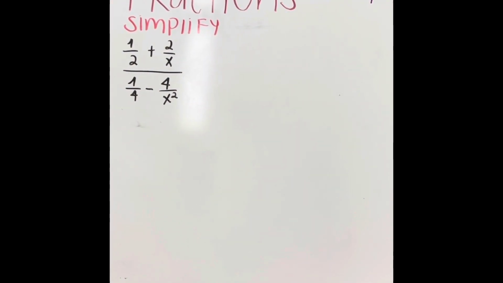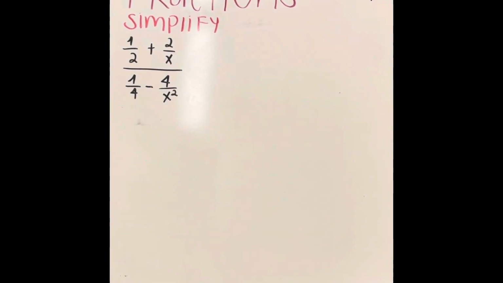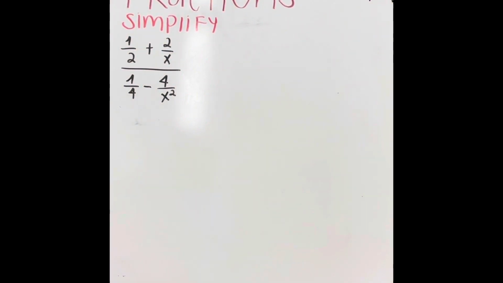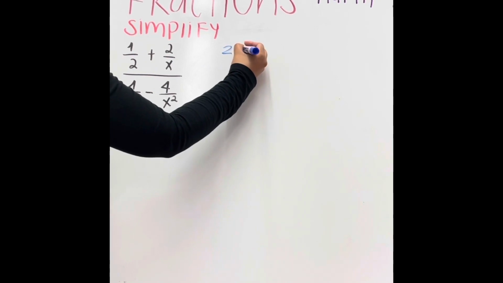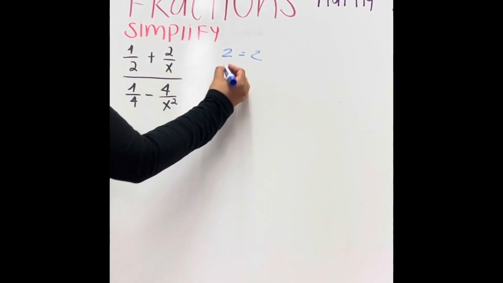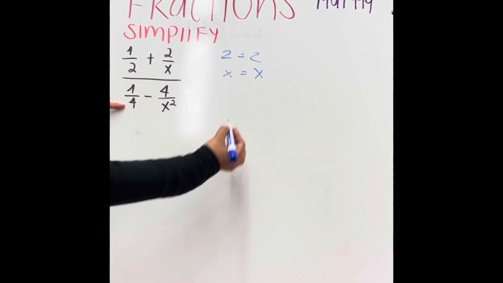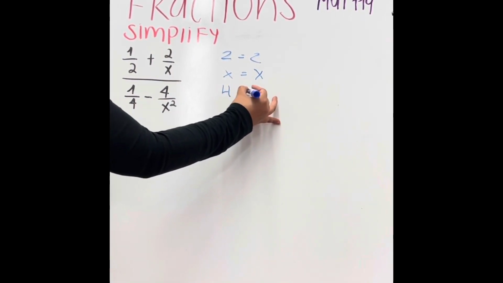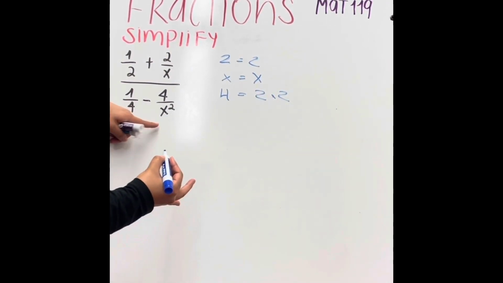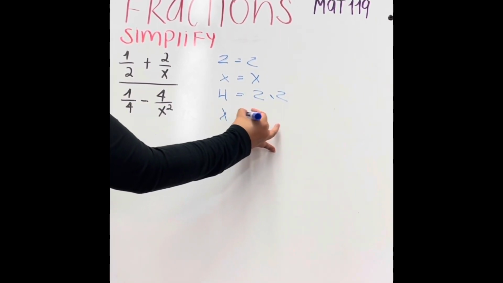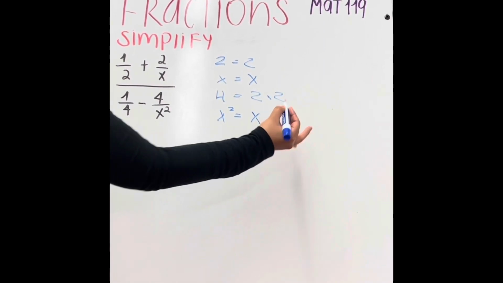Okay, now let's look at a second problem. Again, where we're going to start is by finding the lowest common denominator. In this problem, 2 can't be factored further, so it will just be 2. X, again, will be just x. But 4 down here, you can factor into 2 times 2. And x squared can be factored into x times x.